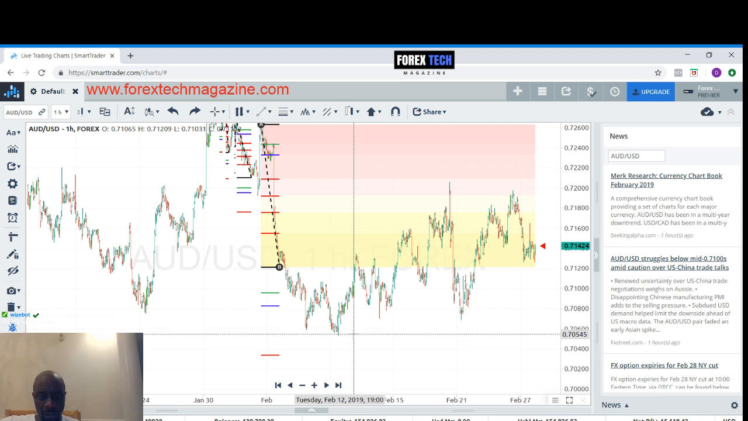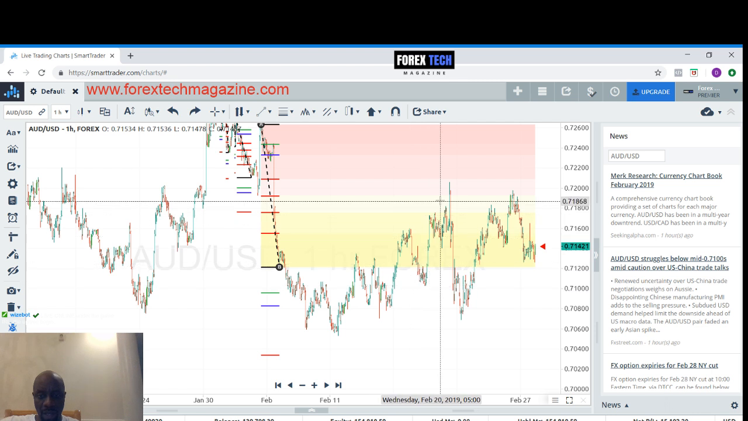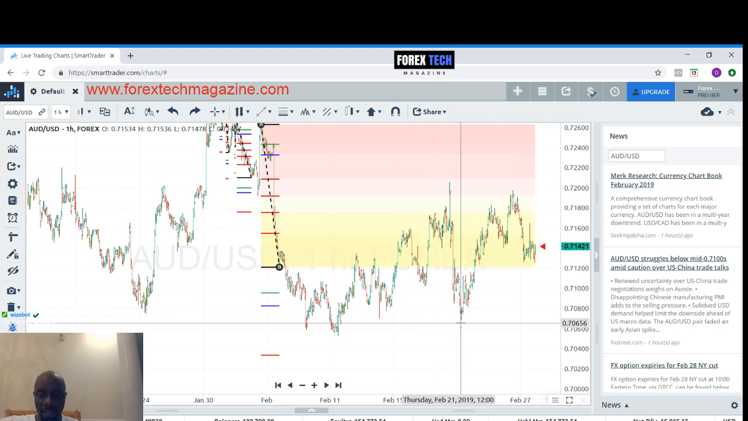Right? Here goes a low. Here goes a high. Here goes a higher low. Here goes a higher high. Here goes a higher low. Here goes a higher high. It did crash back down. Right? Here.